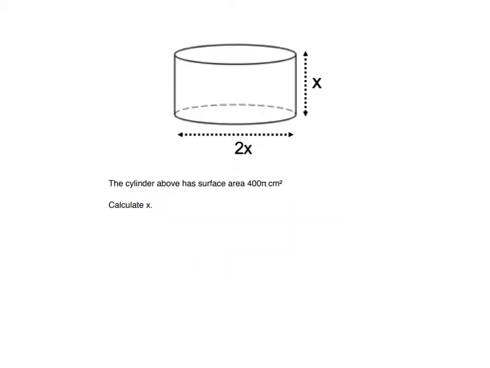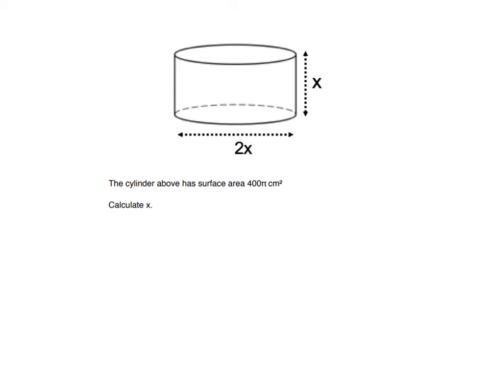So another type of question here, very, very similar, with the problem solving and the algebra in these questions. The cylinder above has a surface area of 400 pi centimetres squared. Calculate x. So again, you might want to have a look here at doing this question yourself. If you're feeling quite confident, have a go at it first and then unpause the presentation. And if you do want me to run through this, then obviously carry on listening.